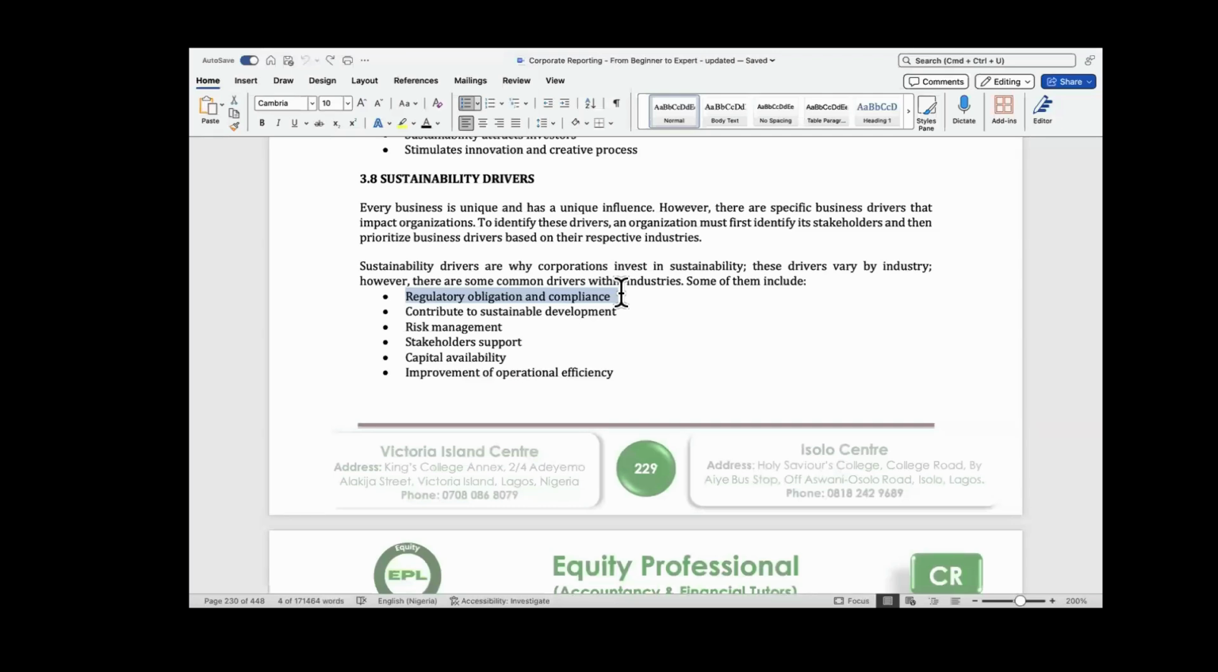A lot of entities operate sustainably because they want to comply with regulations. Some want to contribute to sustainable development, and also to manage their reputational risk. They are also seeking stakeholder support, because when you operate sustainably, stakeholders will trust you. Governments would see you as a responsible organization, investors will make capital available to you, and you would operate efficiently. These are the drivers, and I explained most of them here.